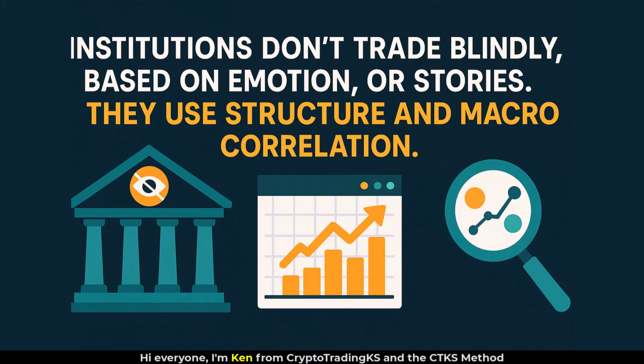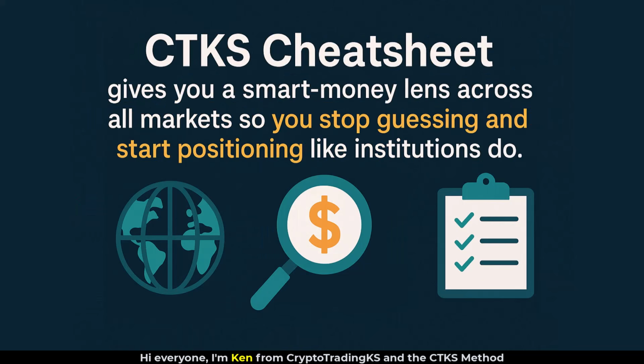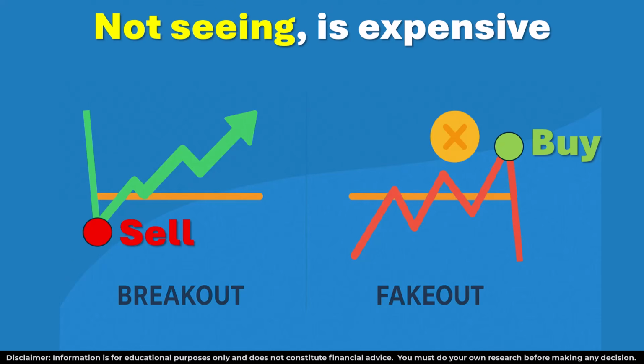Institutions don't trade blindly based on emotions or stories. They use structure and macro correlation. The cheat sheet will give you a smart money lens across all markets, so you can stop guessing and start positioning like institutions do. It is very expensive to not see what the market is doing.